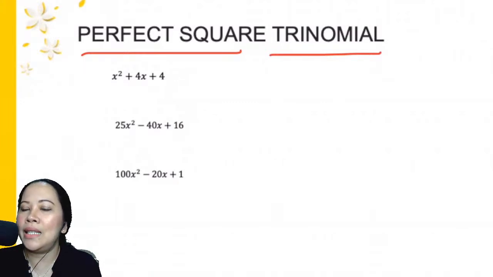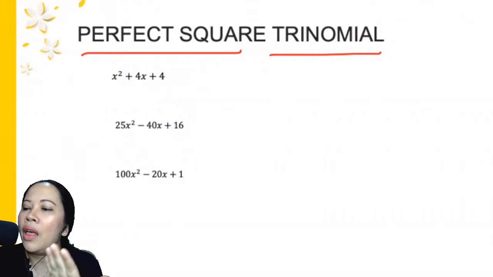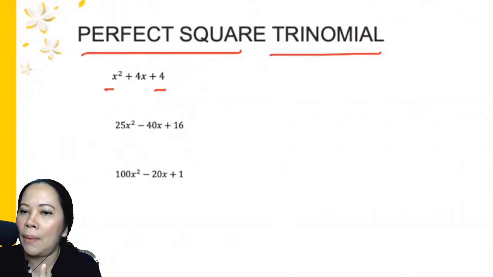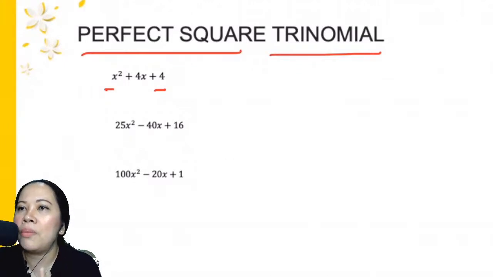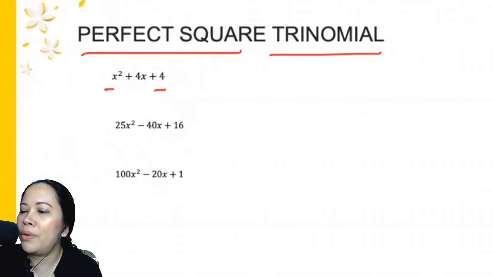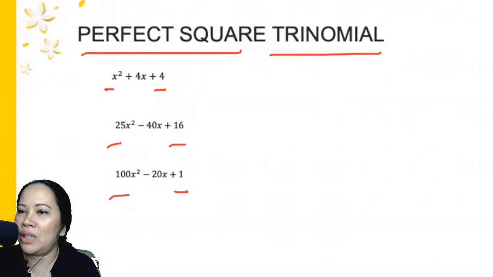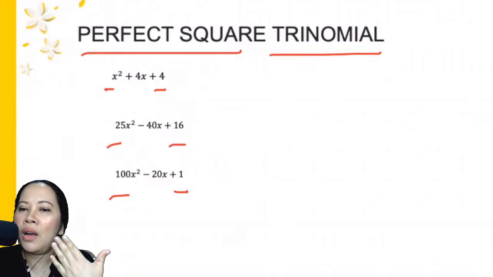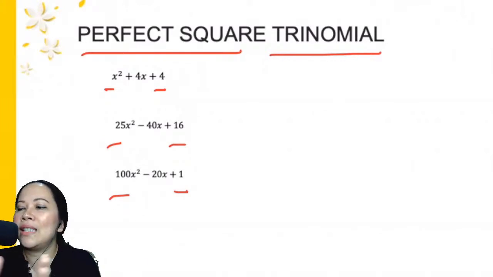Alright, so it's easy. First thing that you have to check is the first and the last number only. If the first and the last number are perfect numbers, then it could be a perfect square trinomial. Okay, I'm not saying all the time it is, but it could be a perfect square trinomial. So that's 1. Yes, it's a perfect number. 4 is also a perfect number. 25 is a perfect number. 16 is a perfect number. 100 is also a perfect number. And 1 is a perfect number. So the second step, since you have identified, yes, it's all perfect. Yes, I can solve it.